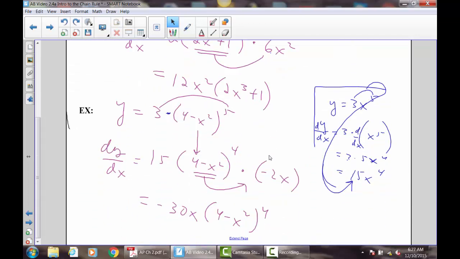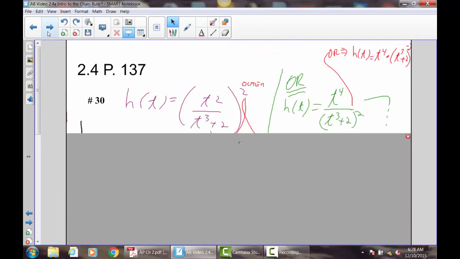Here's another example. This is very simple. This is just as if you had the derivative of 3 times x to the 5th, you'd do 15 times x to the 4th. So here you're going to do 15 times the ugly thing to the 4th, and of course, because it's ugly, times the derivative of the ugly thing. And then we just rewrite it.